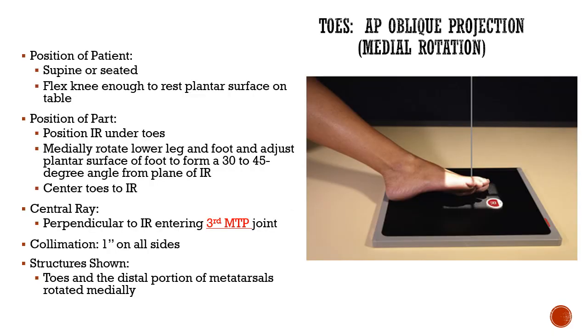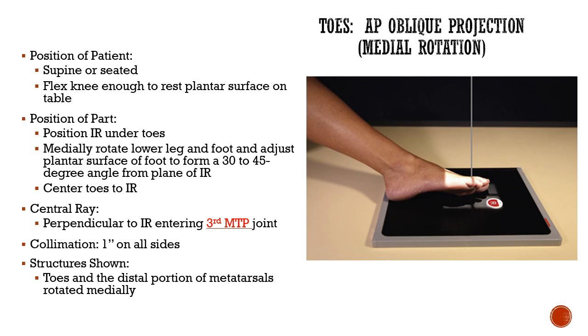So the AP oblique projection with medial rotation of the toes, we're going to have the patient supine or seated, knee flexed enough to put the plantar surface of the foot on the image receptor. We're going to position the image receptor under the toes, then rotate the leg and foot medially and adjust it so the plantar surface forms a 30 to 45 degree angle from the image receptor. We're going to center the toes to the image receptor as well.